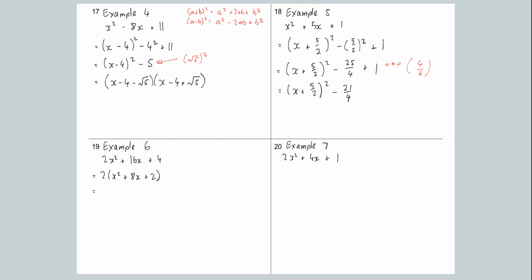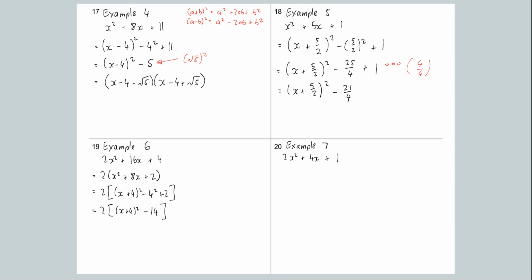So I will go 2, and I'm going to use square brackets here just to help not get too confused with the inside brackets. x, half of 8 is 4, so x plus 4 all squared, minus 4 squared, plus 2, close that square bracket, which equals 2 outside of x plus 4 all squared minus, do this in our head, minus 16 plus 2 is minus 14.